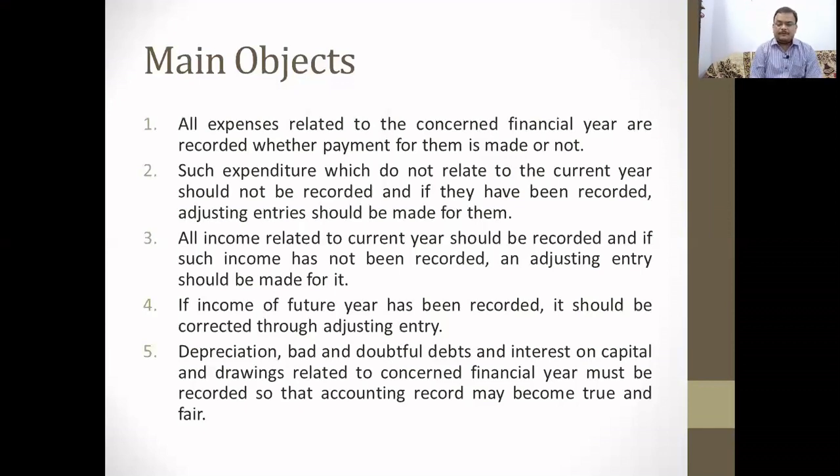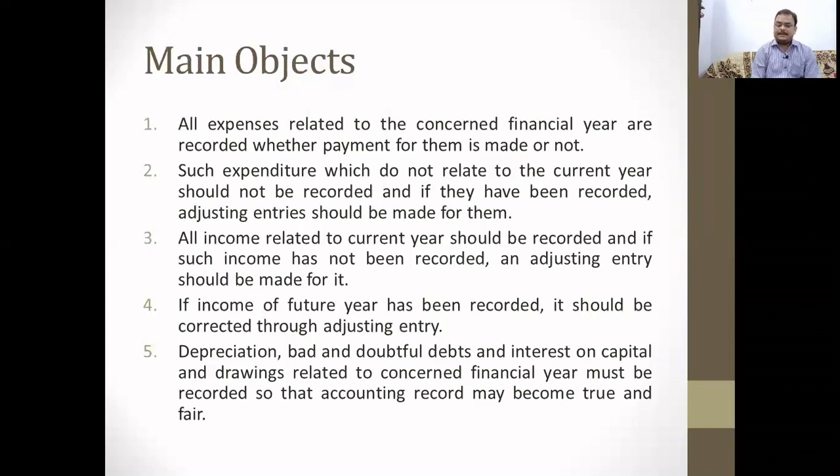If income of future years has been recorded, it should be corrected through accounting entries. If there are some incomes which will be earned in future financial years, but for some reason you received that particular income in the current financial year, these incomes are also treated as adjusting entries, and you have to make adjustment entries twice while preparing the profit and loss account.